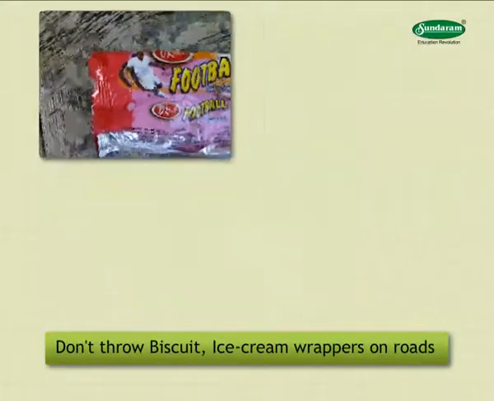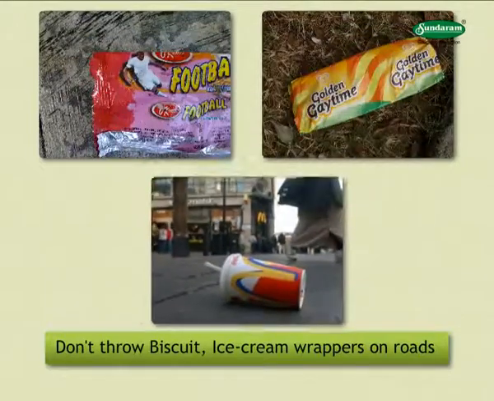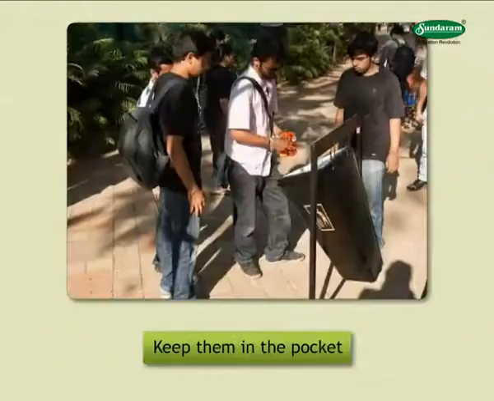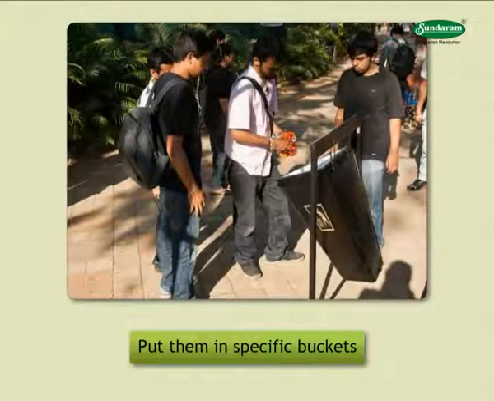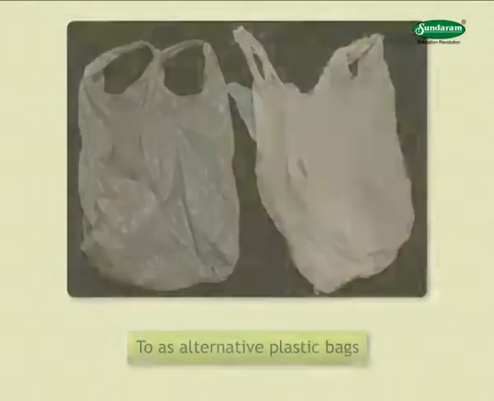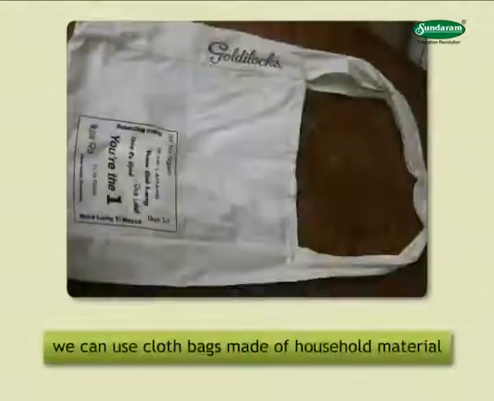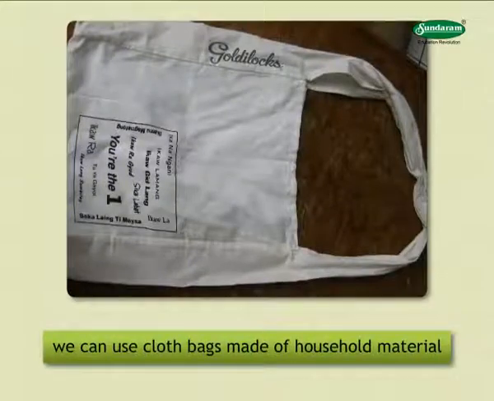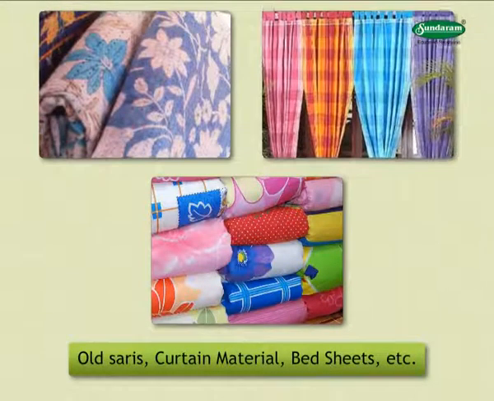Good habits in solid waste management. 1. Don't throw biscuit, ice cream and other fast food material wrappers on roads or in open spaces. Keep them in the pocket and put them in specific buckets later on. 2. As alternative to plastic bags, we can use cloth bags made of household materials, that is, old saris, curtain material, bed sheets, etc.